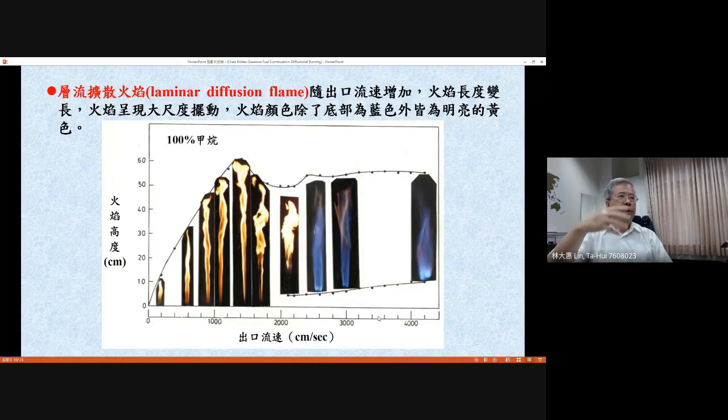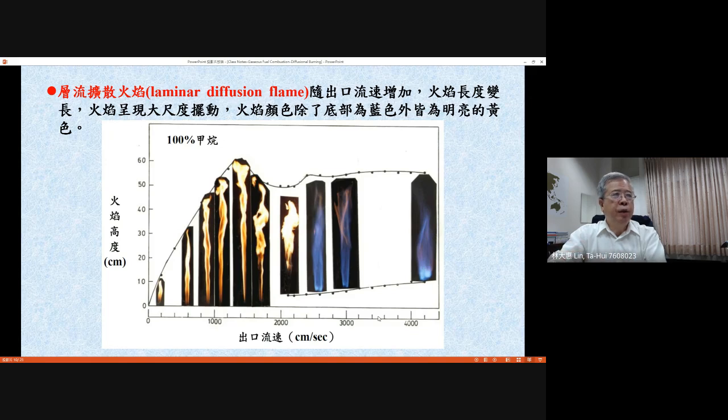We already have some review on the cold flow structures for a gaseous jet. And now we start to learn the diffusion flame possibly stabilized in this jet flow. These figures show experimental results.